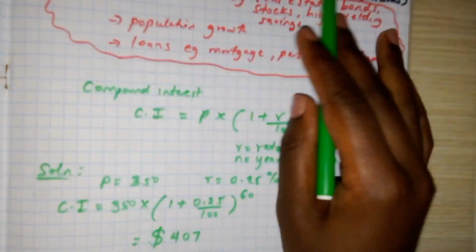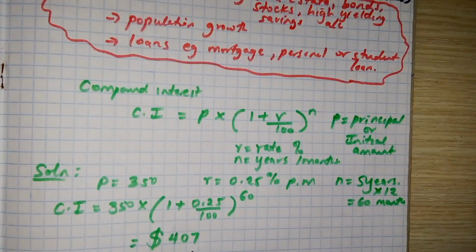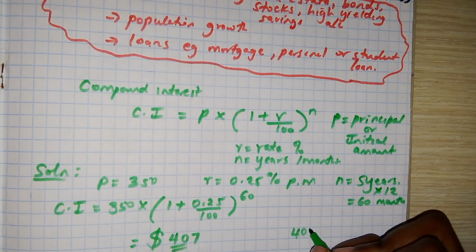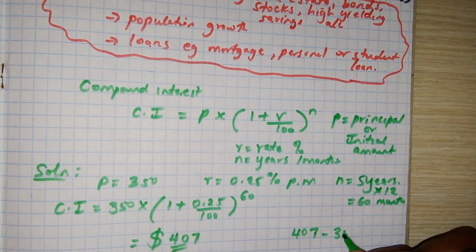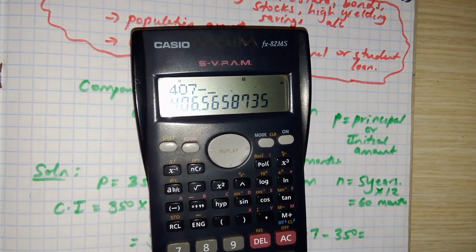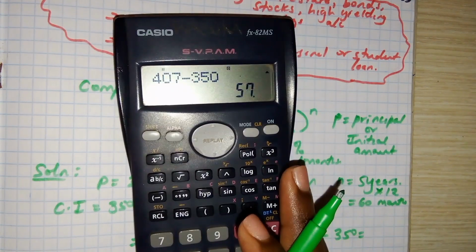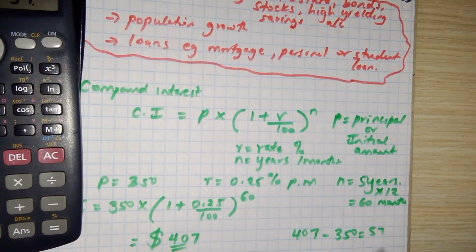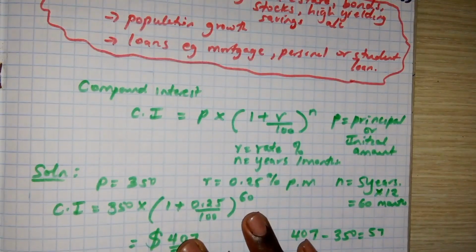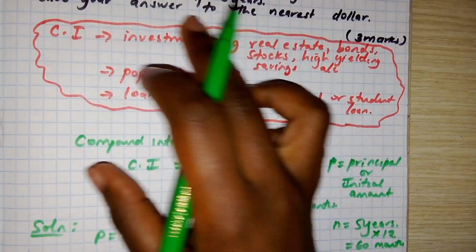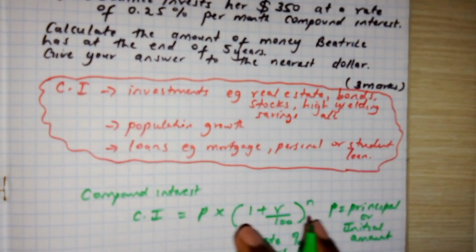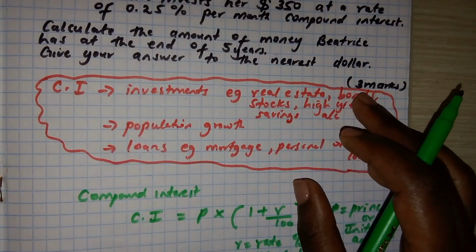So calculate the amount of money Beatrice has at the end of the 5 years. We have 407. If you wanted to see only the interest earned, you'll take the 407 minus the amount we initially invested. So 407 minus 350, the total interest would have been 57. But for this question, they just want us to give the answer to the nearest dollar and to calculate the amount of money she had at the end of the 5 years, including the interest earned. And this question was 3 marks worth.